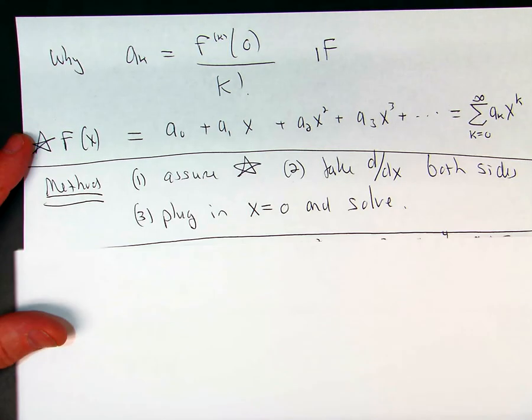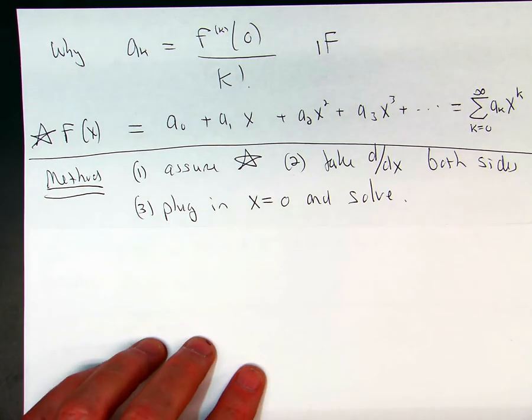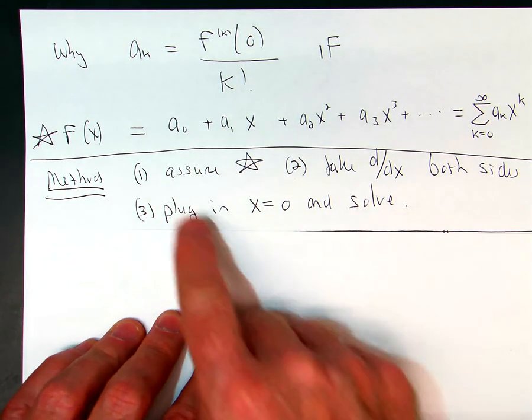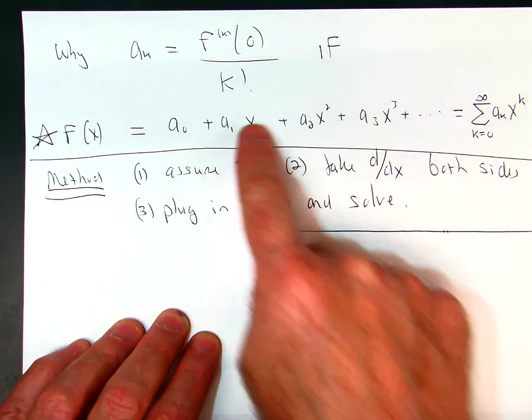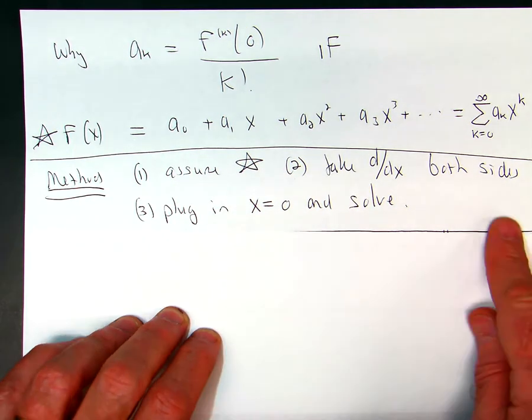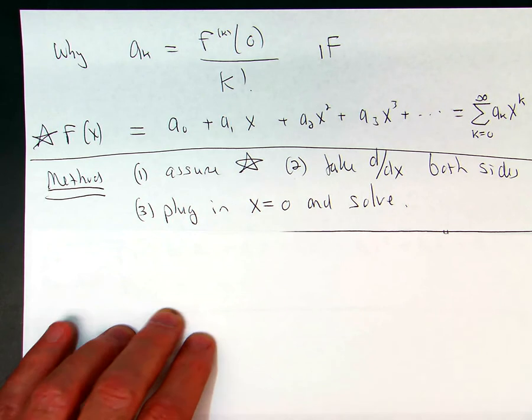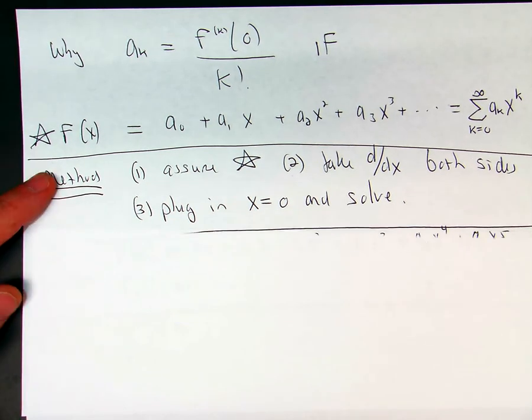And my method, I don't think it's too bad. I assume that this is true, and I take derivatives of both sides, and then I plug in x equals 0 and solve. So it's kind of a different way to solve an equation. I think it's an interesting solving technique.